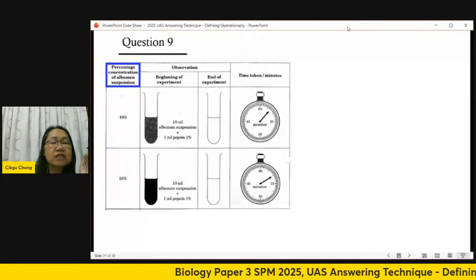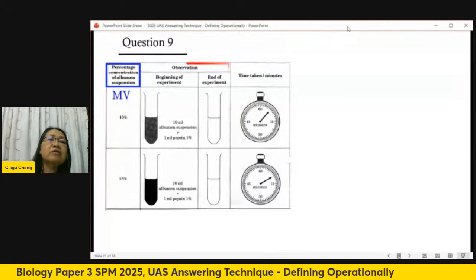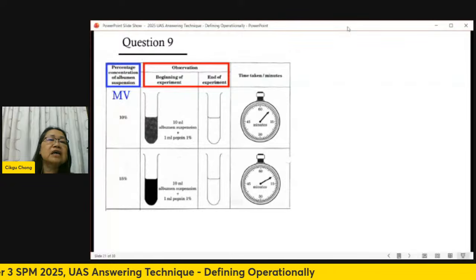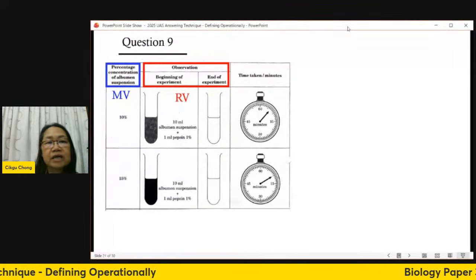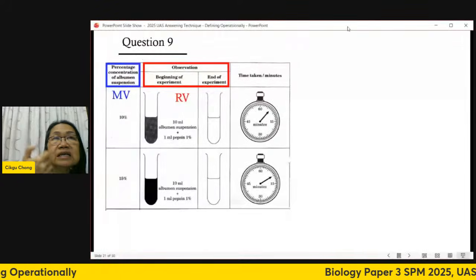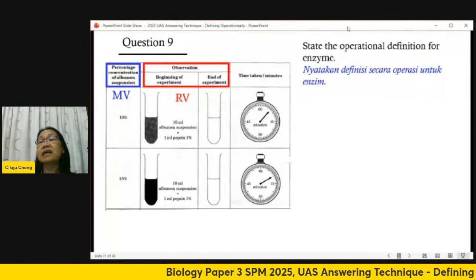All right. So this is MV. Percentage of concentration is MV. And your RV is the, sorry, I put here time taken. Oh sorry, not time taken. It is the clarity, right? How clear. Okay, so define operationally, what is enzyme?